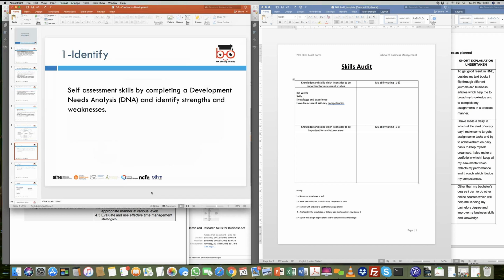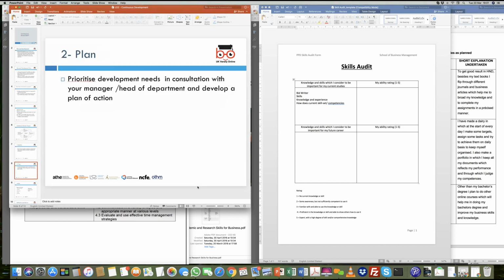So the first part is identify. That means you do something called a development need analysis or skills audit, and this could be done through a SWOT document, which is identifying your strengths and weaknesses, or a skills audit document. You could audit yourself, or the other option would be to hand this document over to your peers and ask them to rate you on those parameters so that you're able to identify your areas in terms of need for development. The second would be to plan, and planning is primarily looking at prioritization of your goals.